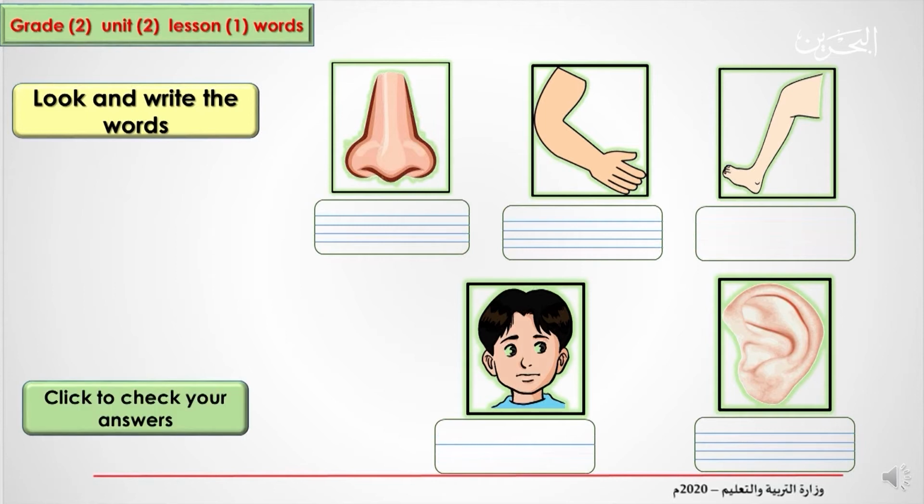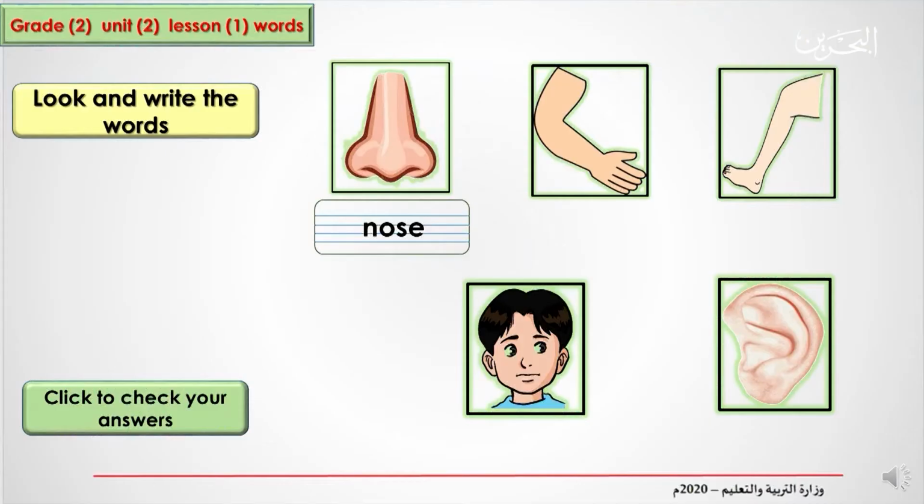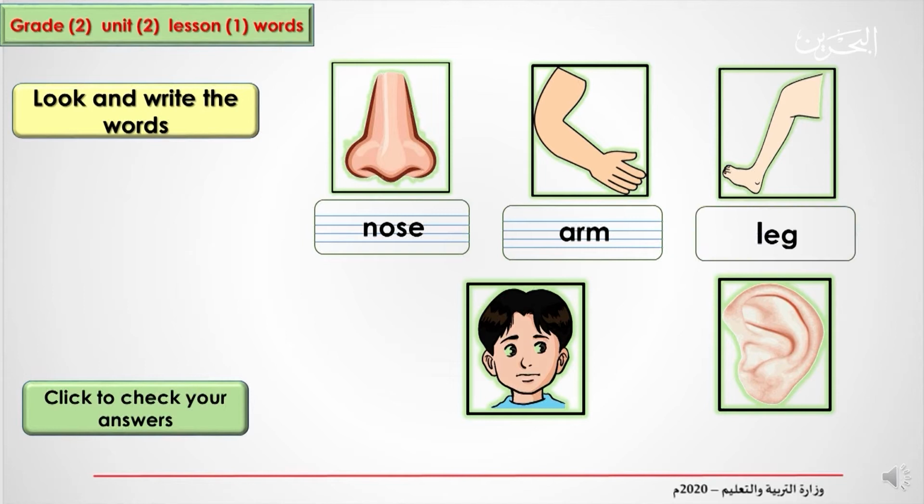Now, let's check your answers. The first one, nose. Arm, yes, good. Leg, excellent. Face, good. Ear, yes, good job.